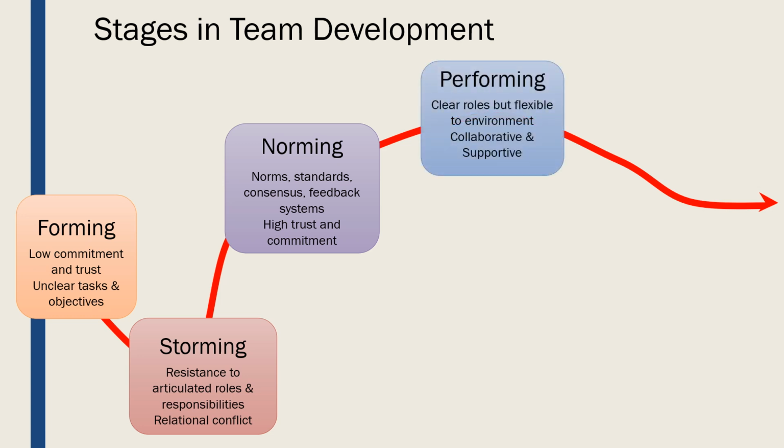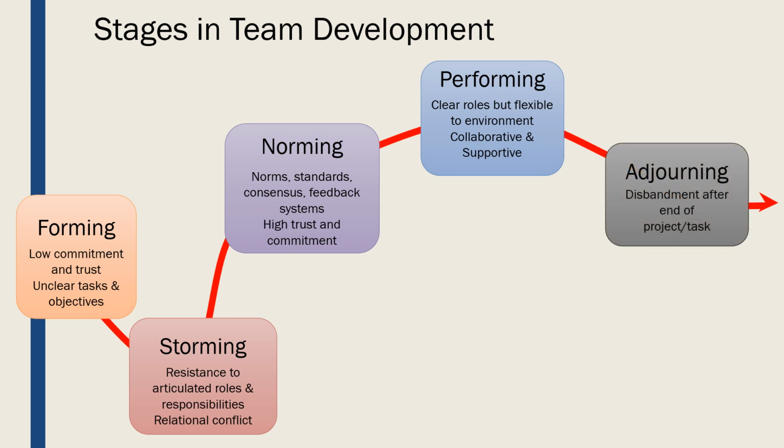Then you reach your apex of performing team where clear roles are there, but people are already comfortable with those roles and they are able to adapt and become flexible as the environment changes. They become collaborative, they become supportive. And then the last stage is adjourning, a disbandment of the team after the project or the task ends.